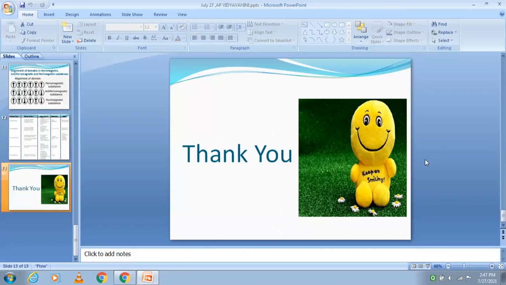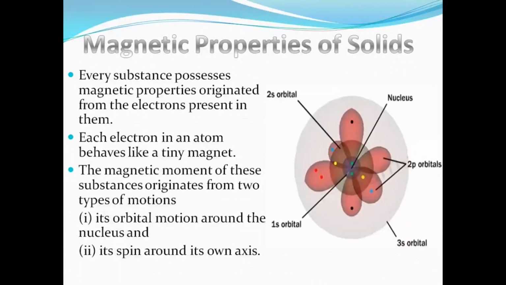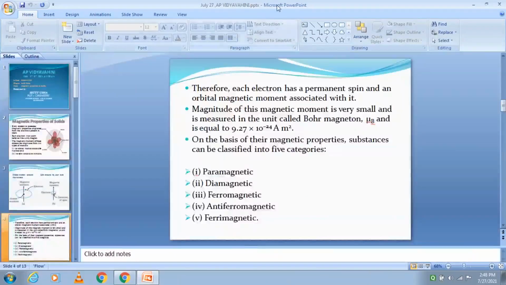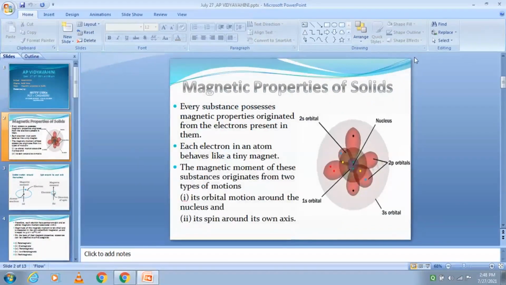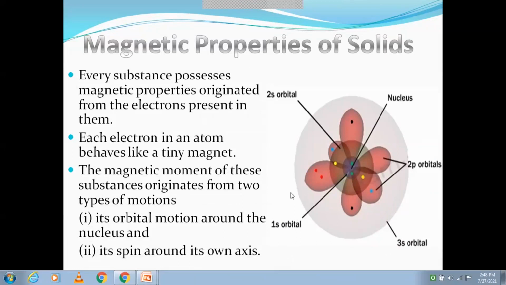If we see the revision of the same concept, magnetic properties of solids are due to the movement of electrons present in them. There are 2 possible movements of an electron about the nucleus. If it revolves around the nucleus in one particular shell, it is one kind of motion. And if the electron spins about itself, that is a second type of motion. Due to these two different motions, it exhibits magnetic property.